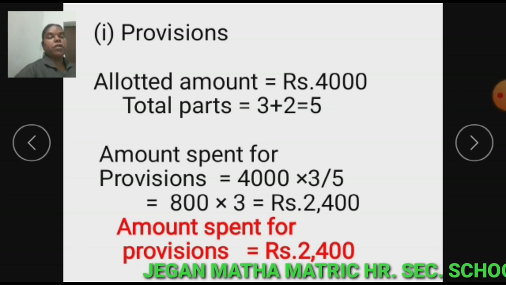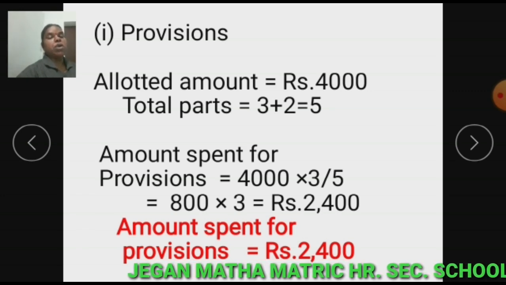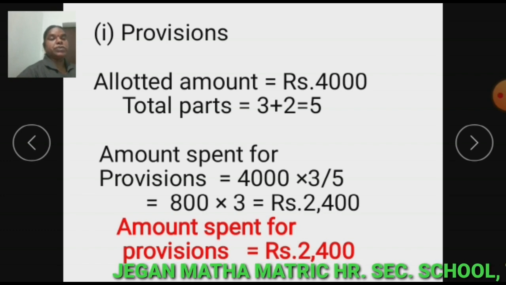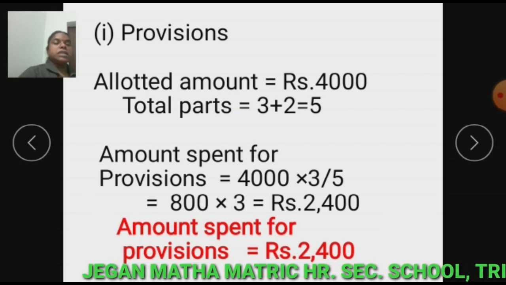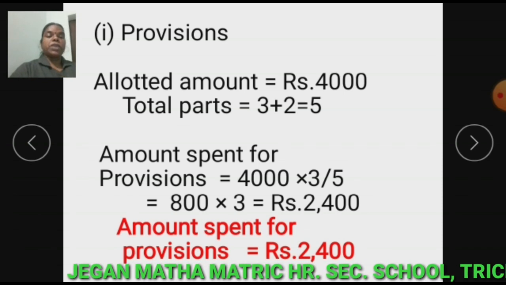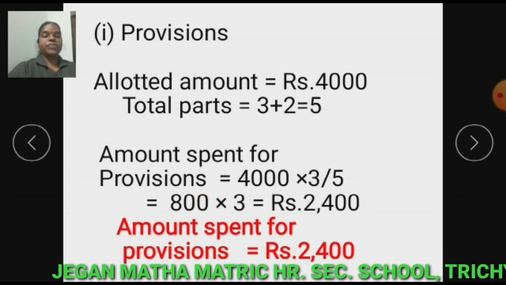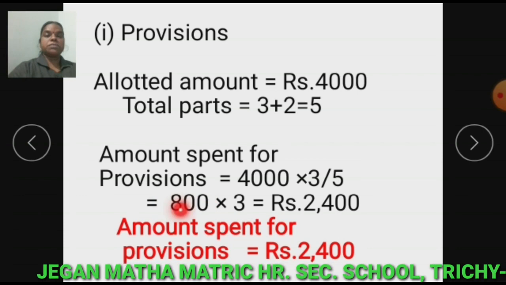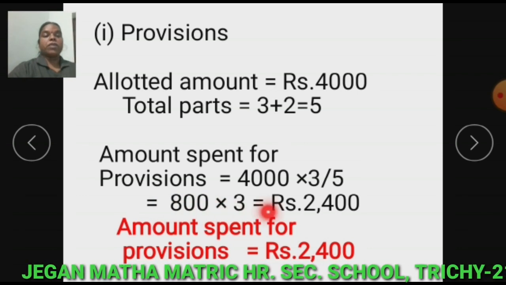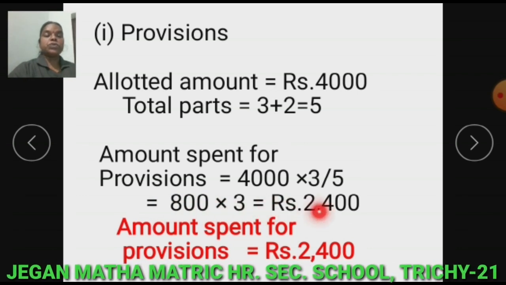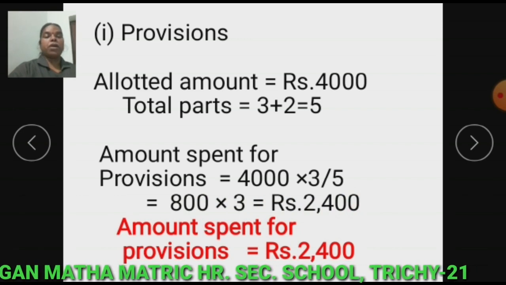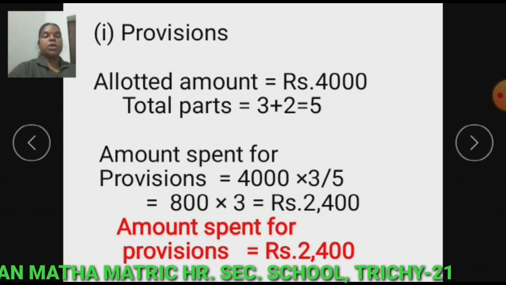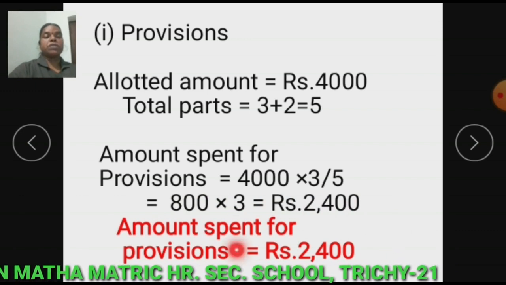Amount spent for provisions equal to 4,000 into 3 by 5. 4,000 is divided by 5, we get 800. 800 is multiplied by 3 equal to rupees 2400. So the amount spent for provisions equal to rupees 2400.